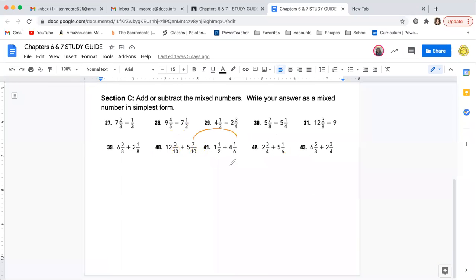Okay, 41. 1 and 1/2 plus 4 and 1/6. I can tell right now there's going to be no regrouping at the end, because if I use my estimation sense, this is half, and this is way smaller than a half. So a half and a little bit more is not going to spill over the top of one whole, right? So I won't have that regrouping problem here, but I do need to find what Esther told me, a common multiple between these two numbers, and it's going to be 6.